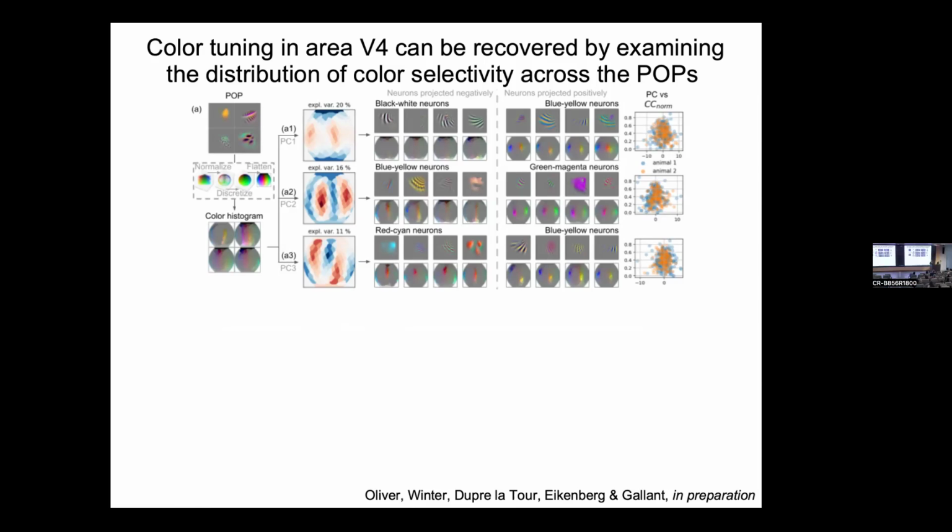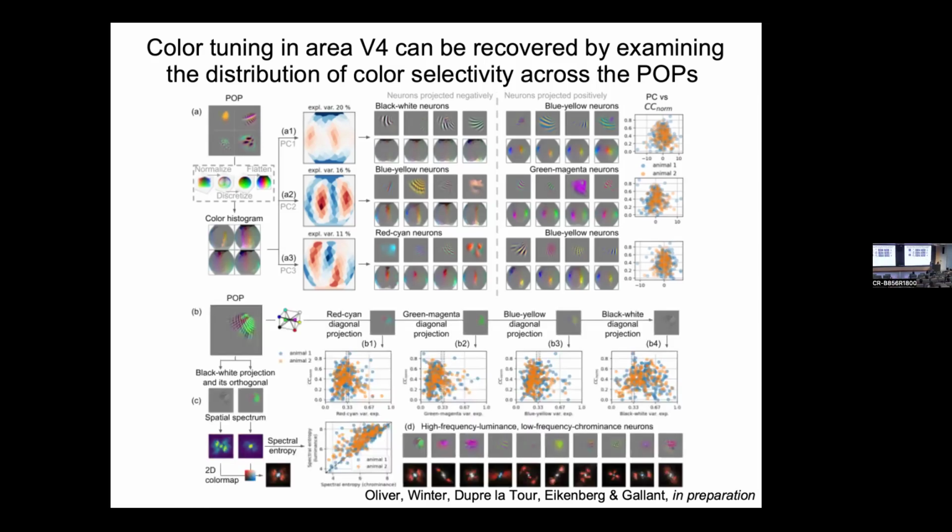Those RGB channels are related to how human color vision works, but they're definitely a poor model of human color vision. We mixed the RGB channels in a novel color space that we invented and basically recovered the principal components of the space. And so in that case, you get black-white neurons versus blue-yellow neurons, blue-yellow versus green-magenta, and red-cyan versus blue-yellow. And now you can look at the population distribution of these neurons as well.